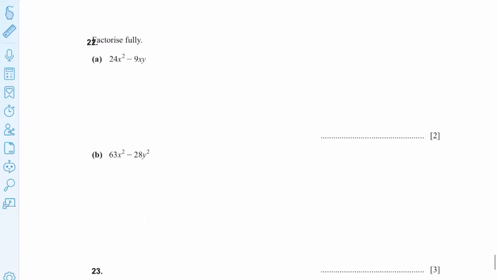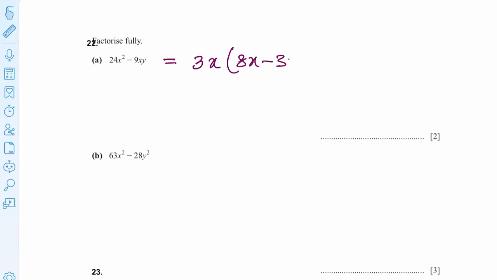Yes. Question number 22. Factorize fully. So easy. I think we can take common 3 and x. If I take common 3x, it will be 8x minus 3y, right? So 3x times 8x becomes 24x squared, and 3x times 3y becomes 9xy.